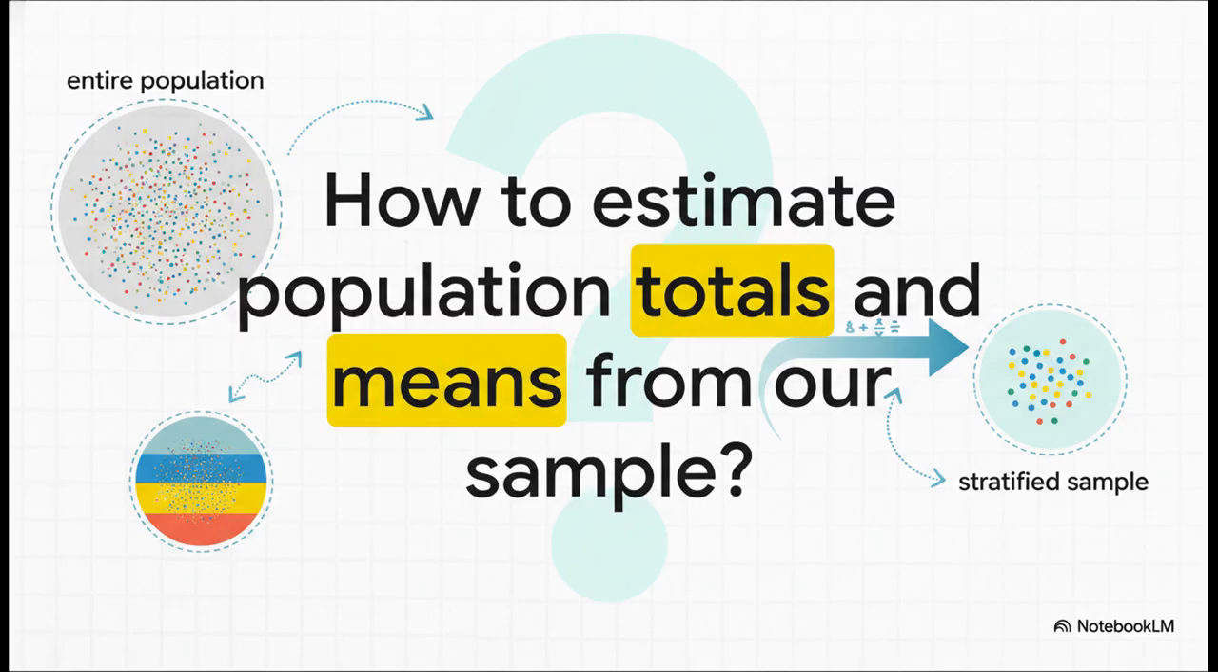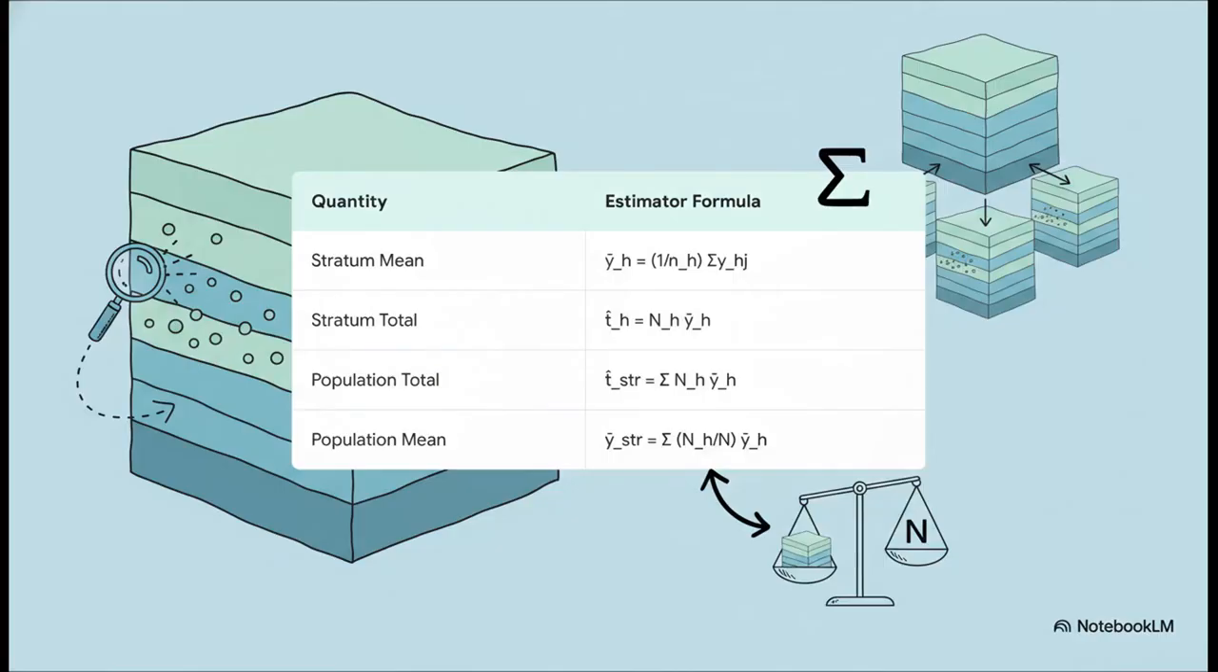Let's find out. Okay, this slide is the absolute engine room of our analysis, so let's walk through it. Look at that first row. We start inside just one stratum, H, and we calculate its sample mean, y bar sub H. That's just a simple average of the values from our sample in that group. Easy enough. Now for the second row, to estimate the total for that whole stratum, t hat sub H, we just scale it up. We take our sample mean and multiply it by the stratum's total population size, N sub H. We're essentially inflating our sample to represent its whole group.